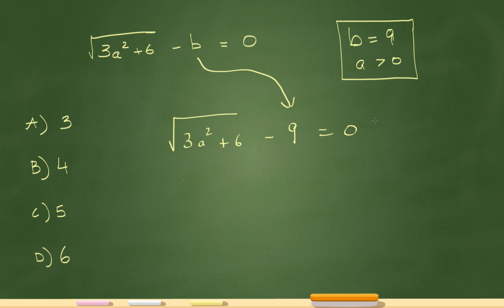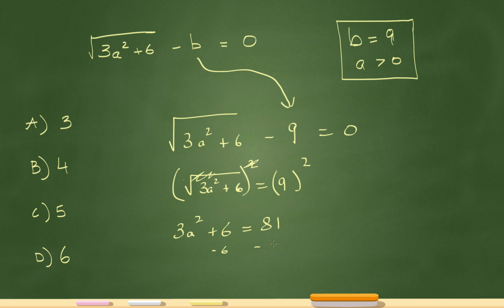Now see that 9? Let's bring that to the other side. So it'll become the square root of 3a squared plus 6 equals 9. Now I don't like square roots, so let's square this. The opposite of square roots is squaring. So if I square the left side, I have to square the right side. Now this square cancels out the square root there. So I'm left with 3a squared plus 6 equals 81, because 9 squared is 81.